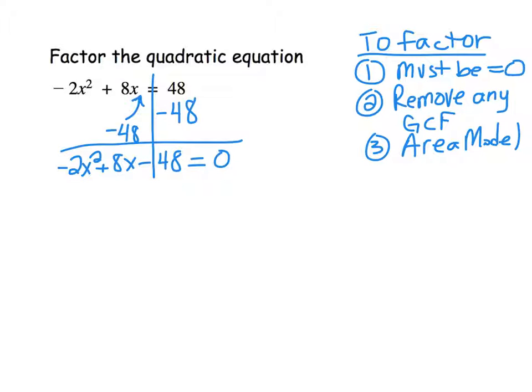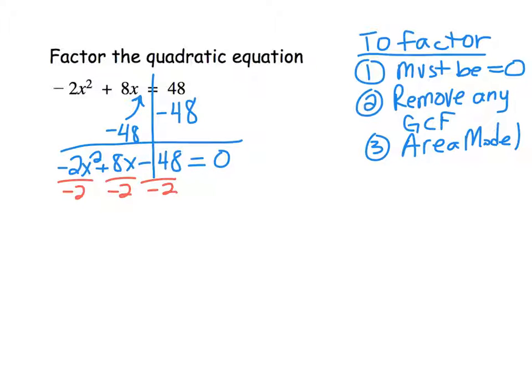So now I've got it equal to 0, but my next step says I need to remove any GCF. Well, worst case, I know the negative's going to have to go, and so I've got negative 2. I can divide a 2 out of all three of these terms. So we'll go ahead and divide out my greatest common factor of negative 2 from all three of these terms.